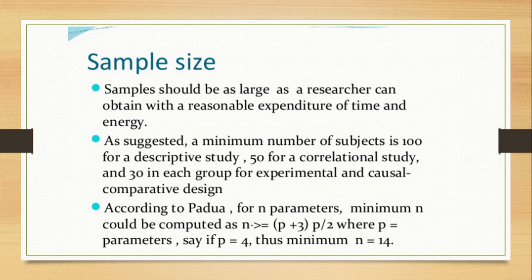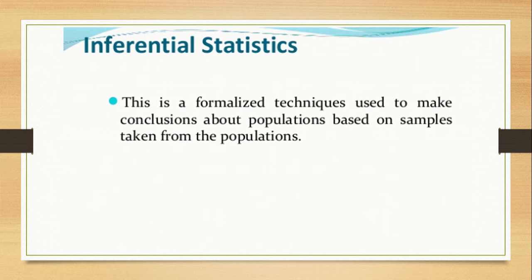So our n must be greater than or equal to the result when you substitute the value of p here. So the requirement is that n must be greater than or equal to the quantity (p plus 3) times p divided by 2. When p is equal to 4, substitute p here: 4 plus 3 is 7. This is 4 divided by 2, 2, 2 times 7 equal to 14. So our n is equal to 14.